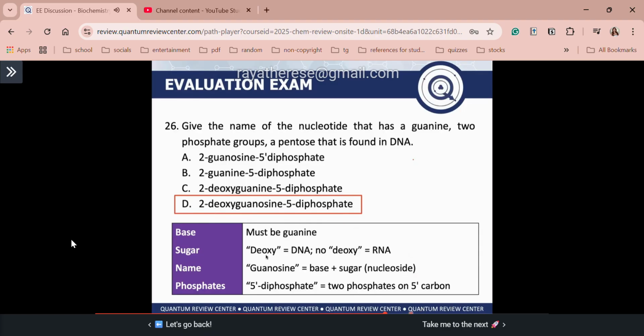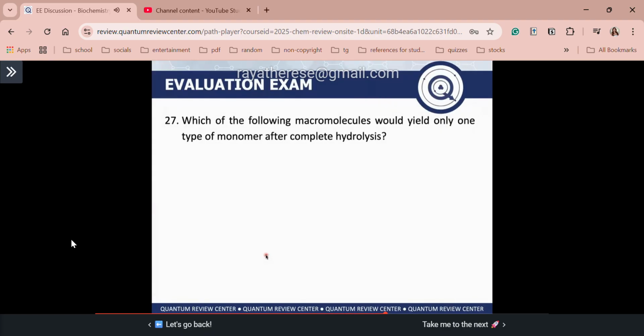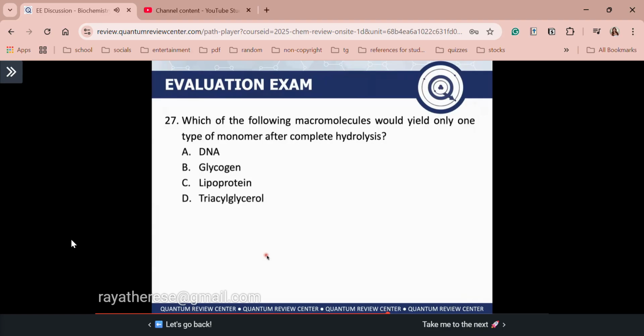So let's proceed with our next item. Class, this is actually a board exam question from last year. Di ba, very recent. And check, is it easy, average, or difficult? So I think somehow average question. So which of the following macromolecules would yield only one type of monomer after complete hydrolysis? So here are the choices. A, DNA, B, glycogen, C, lipoprotein, or D, triacyl glycerol.